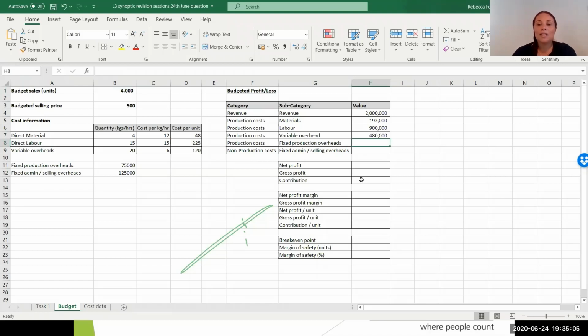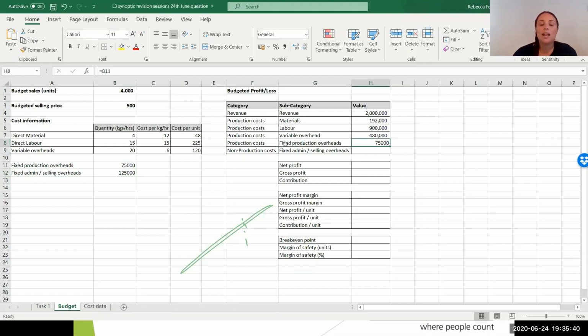Good, okay. If there's any questions, pop them in the chat box. But I'm just going to finish off then these last 2 boxes. So we've got our fixed production overheads and our fixed admin and selling overheads, and you can see that they're over here. So because I'm going to use referencing, great, people are writing it absolutely spot on in the chat box, that's brilliant. All I'm going to do is reference my fixed production overheads to this £75,000. And then I'm going to reference my fixed admin and selling overheads to my 125,000.